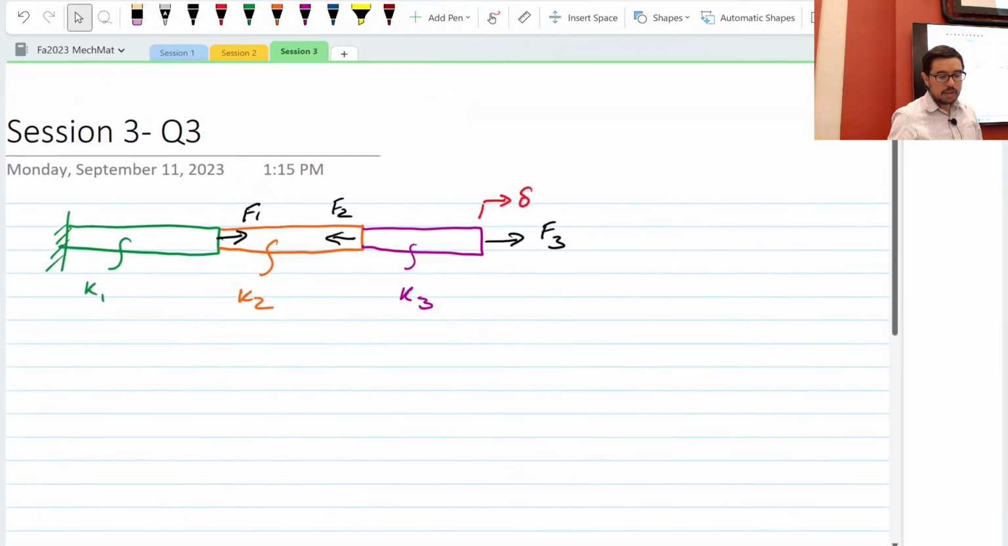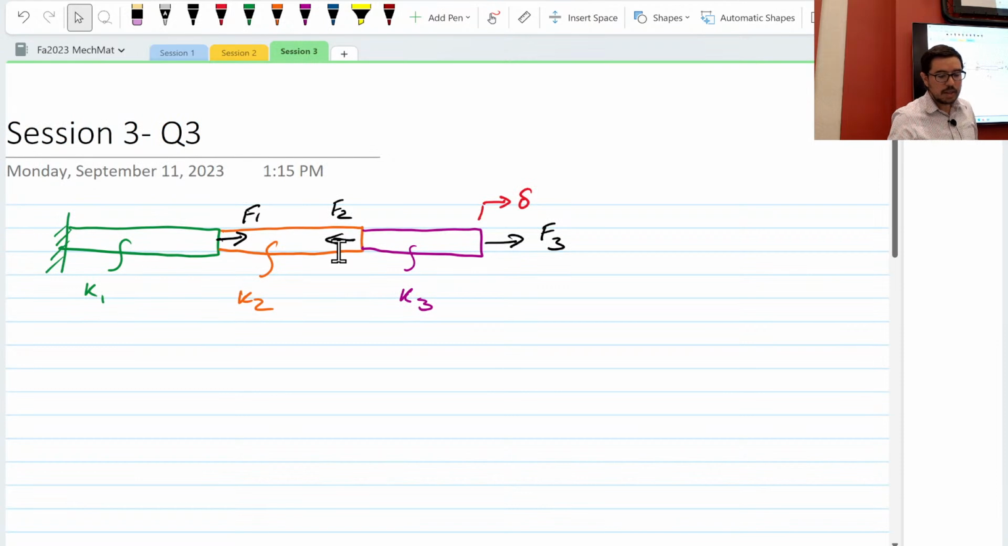Okay, so we have a system where there are 3 separate stiffnesses of bars in series with each other. And there's an F1 applied here at this interface, an F2 applied at this interface, and an F3 applied at the right end. Okay? And the question is, what is the overall delta? Now, there are a couple ways to approach this problem, at least 2. For now, let's do superposition.